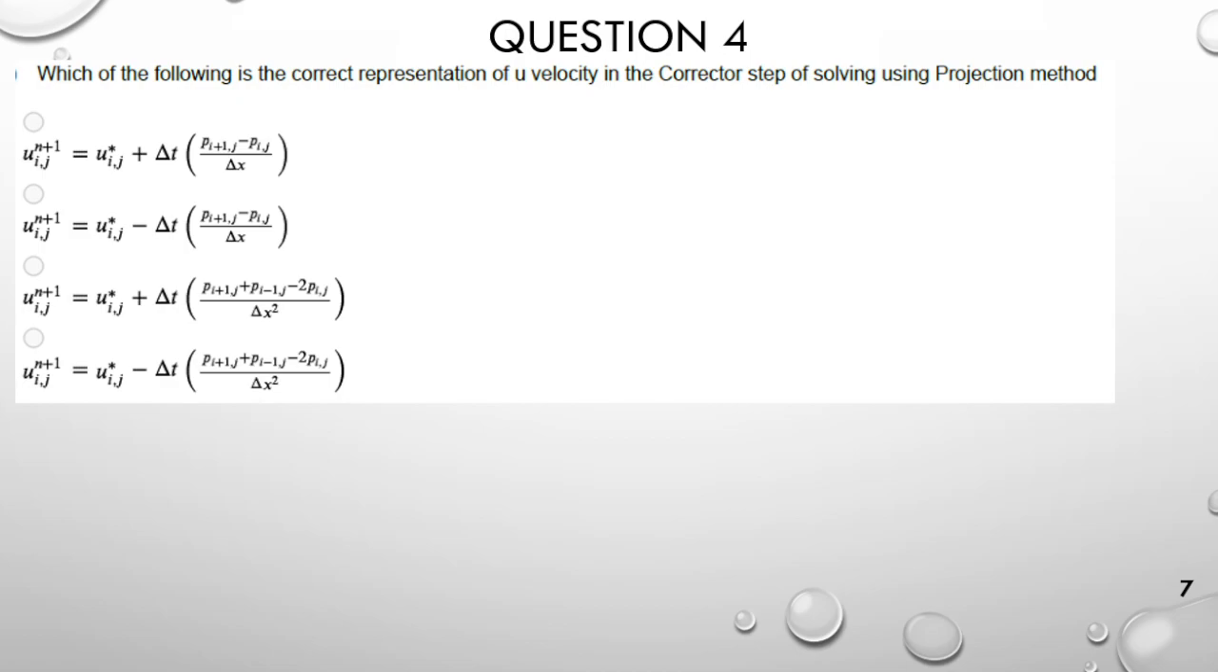Okay, so let us go to the next question, that is, which of the following is the correct representation of u velocity in the corrector step.